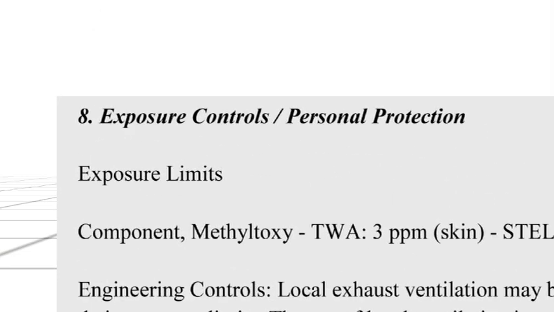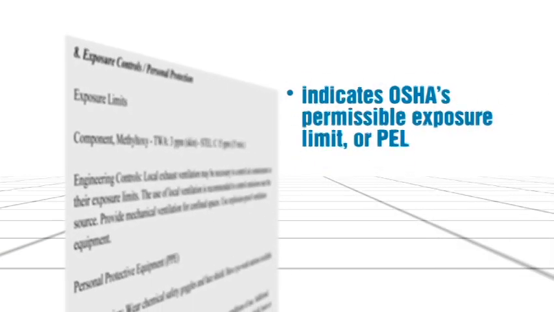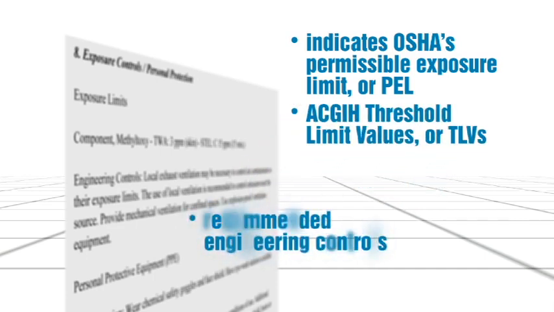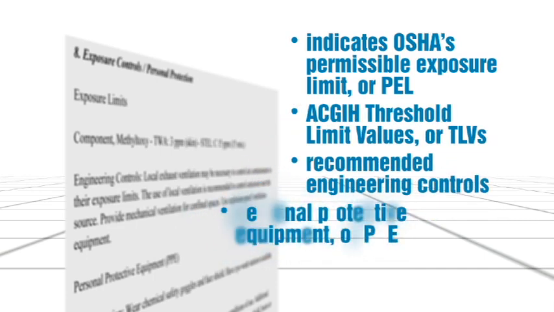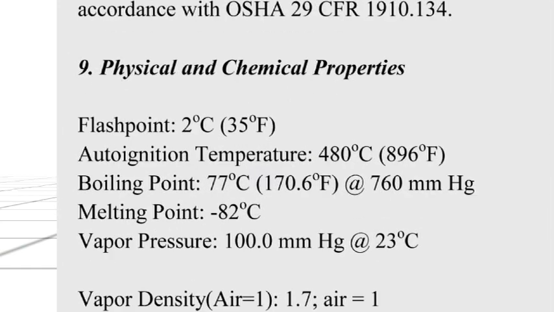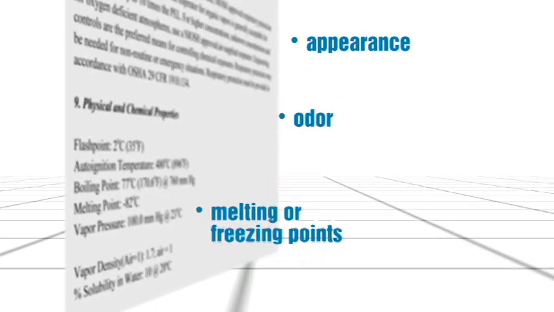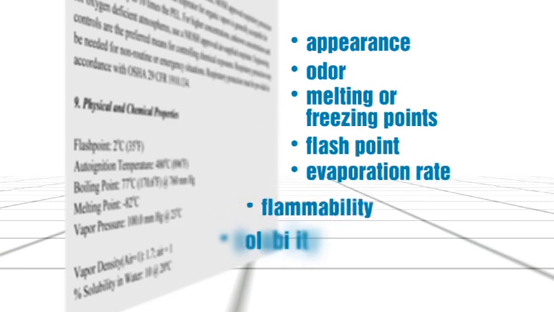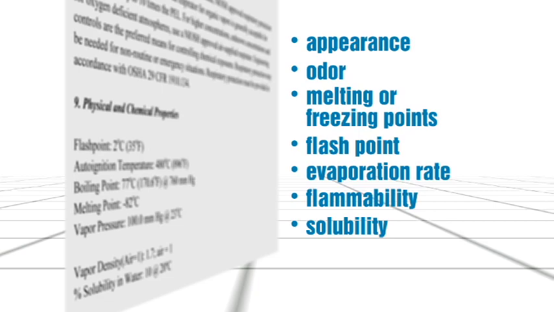Section 8 describes exposure controls personal protection and indicates OSHA's permissible exposure limit, or PEL, ACGIH threshold limit values, or TLVs, recommended engineering controls, and personal protective equipment, or PPE. Section 9, called Physical and Chemical Properties, lists the chemical's characteristics such as appearance, odor, melting or freezing points, flash point, evaporation rate, flammability, and solubility, just to name a few.